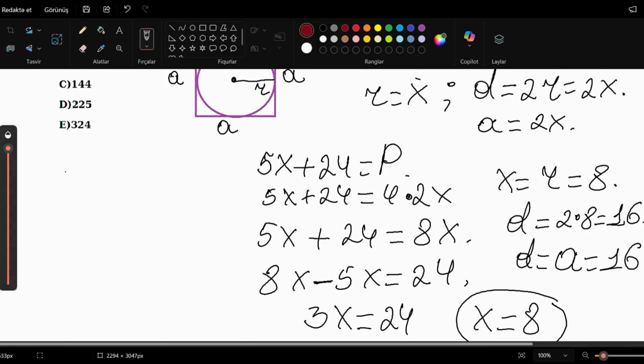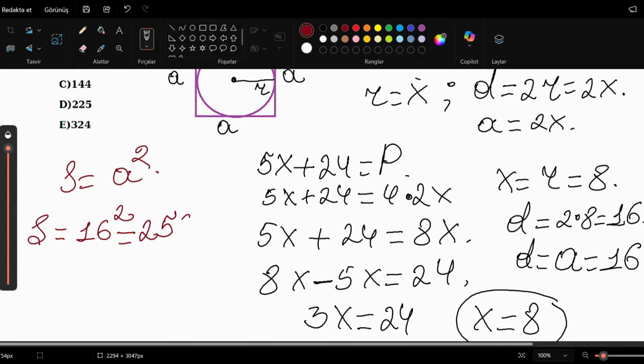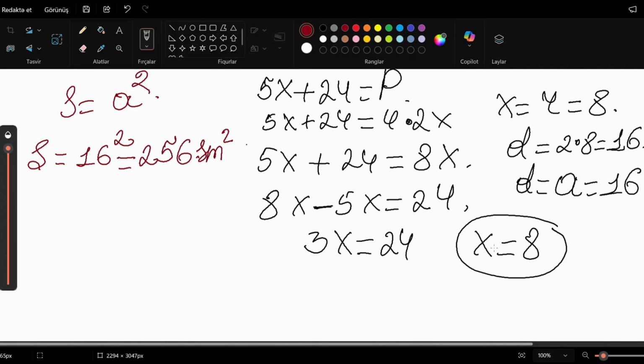I know that formula for the area of a square is S equal square of A. I write S equal the square of 16 equal to 256 square centimeter, and find the answer: 256 square centimeter. I hope everything is clear.